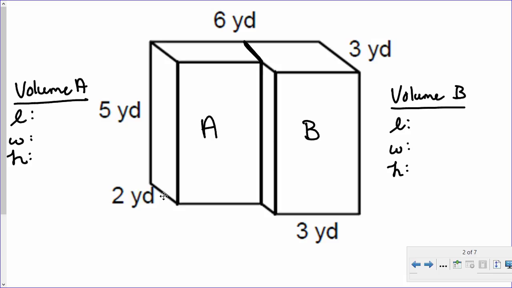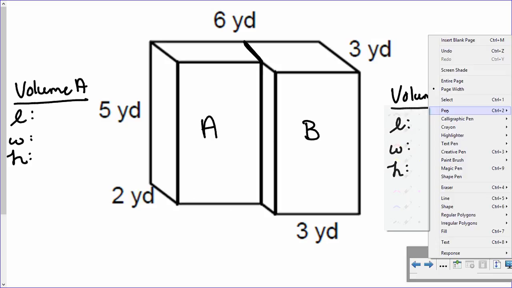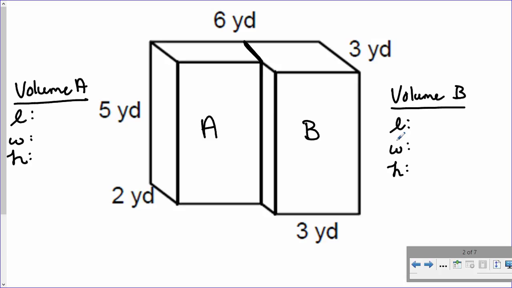Because I don't want to call the up and down the length for A and then call the left to right the length for B. Okay? So, again, length is left to right, width is front to back, and height is top to bottom. So, the left to right for A is going to be this part right here.